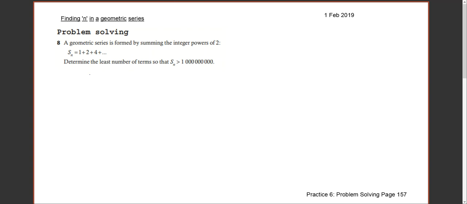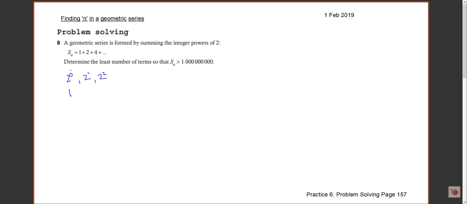Alright, so this is the question that we're looking at. It's similar to the one yesterday, in that we're trying to find the number of terms, okay? Yesterday's was for an arithmetic, this is for a geometric. So we have our sequence, which is summing the integer powers of 2. The first one is 2 to the 0. The next one is 2 to the 1, 2 to the 2, and so on. Okay, so that is where our sequence is coming from.